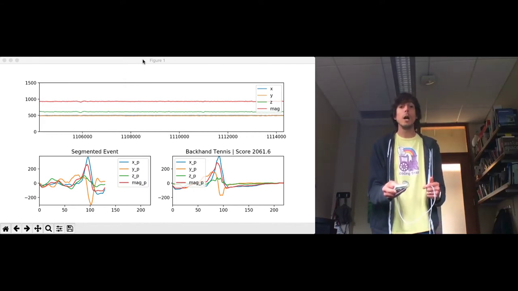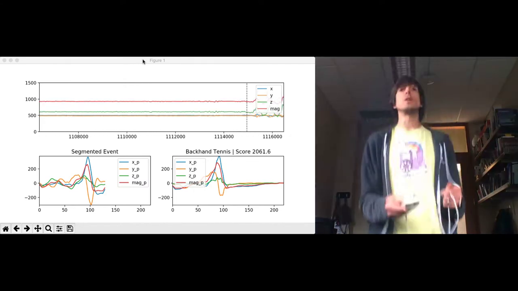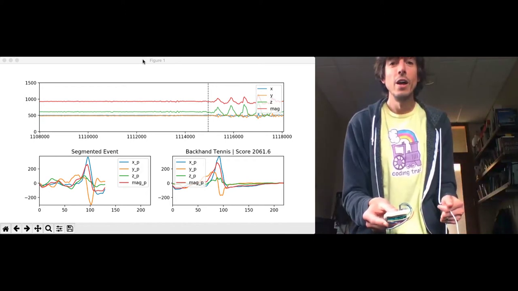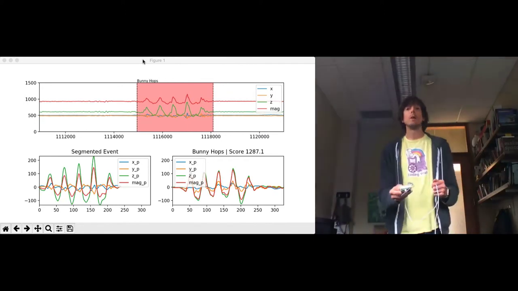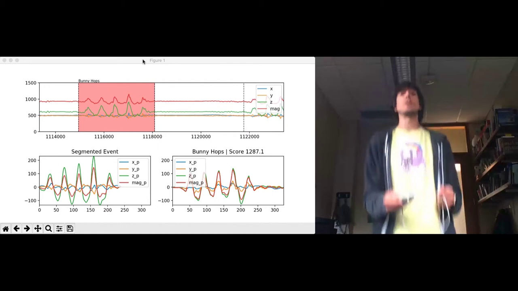Another one we have is bunny hop. One, two, three, four. Again, bunny hops. One, two, three, four.